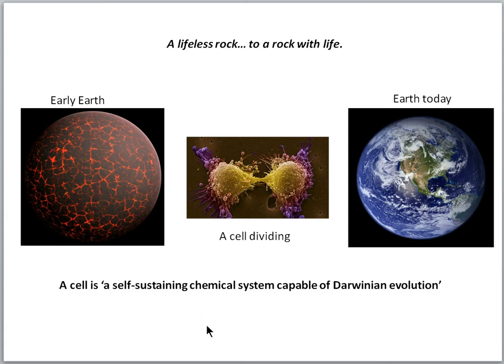In a previous lesson, we learned that all living things possess a set of characteristics that make them alive. And we said that on Earth, cells were the smallest living things. Cells are self-sustaining chemical systems capable of Darwinian evolution. Everything on Earth that is alive is composed of a cell because cells can meet all of those characteristics that we saw on that list.